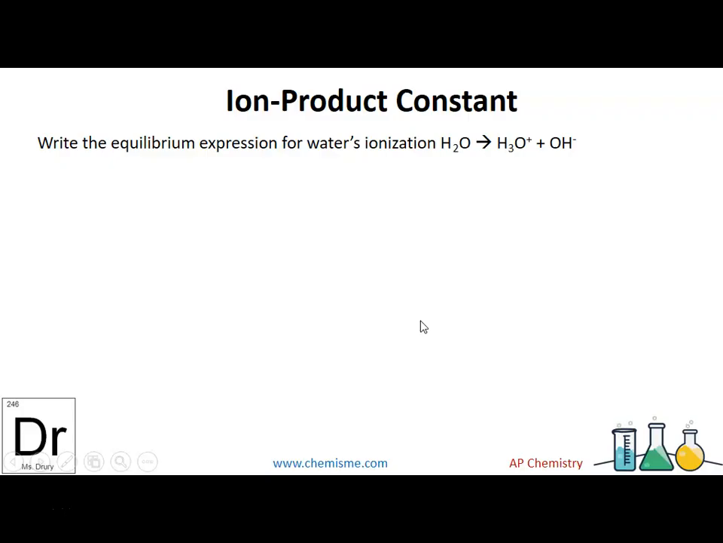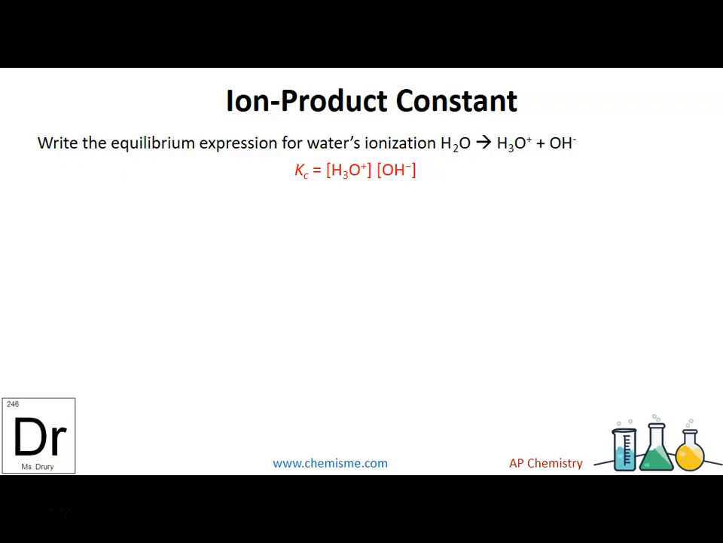So let's talk about the ion product constant. If you write the equilibrium expression for water's ionization, water forms H3O plus ions and hydroxide ions in equal quantity. For every water particle that gains a hydrogen from another one, hydroxide is left over. And that's why it actually evens out. This doesn't happen very often, which is why water doesn't conduct on its own, but there are trace ions for both. So if we wrote the Kc, it would be hydronium ions times hydroxide ions.